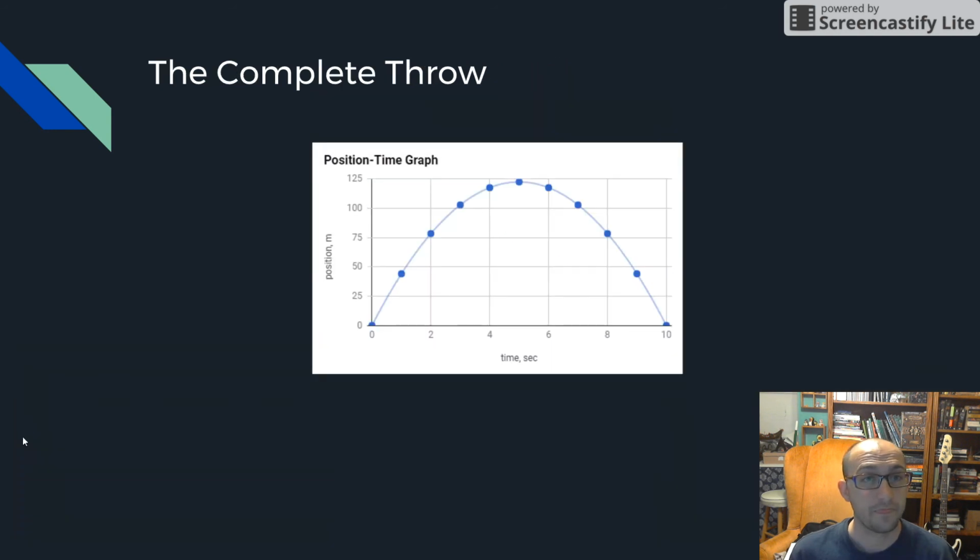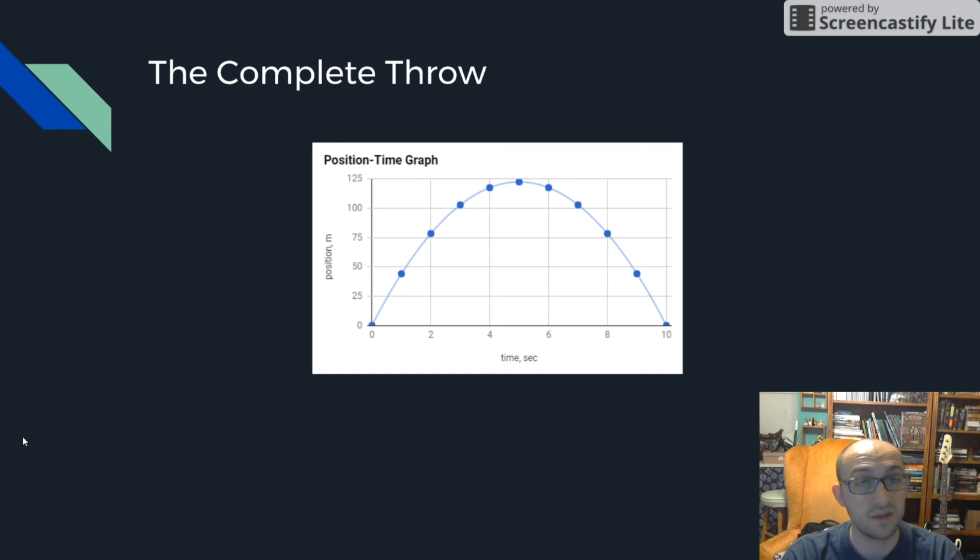All right, now, here's the big thing, the complete throw. What I mean by that is when I throw something straight up from ground level, it goes up and then it comes back down and hits the ground. So it starts and ends at the same position. In this case, y equals 0. Well, what happens in the meantime?